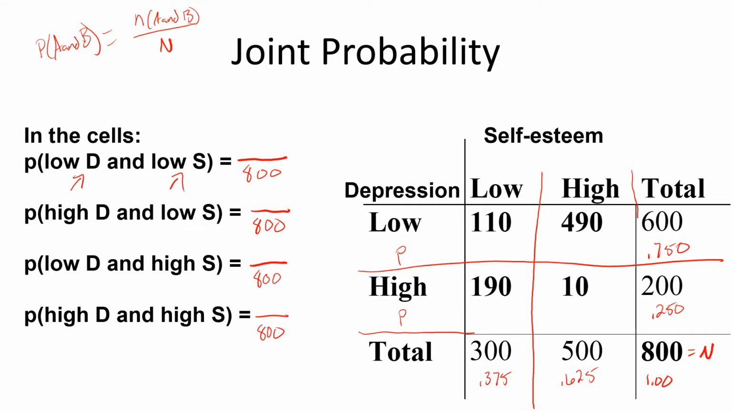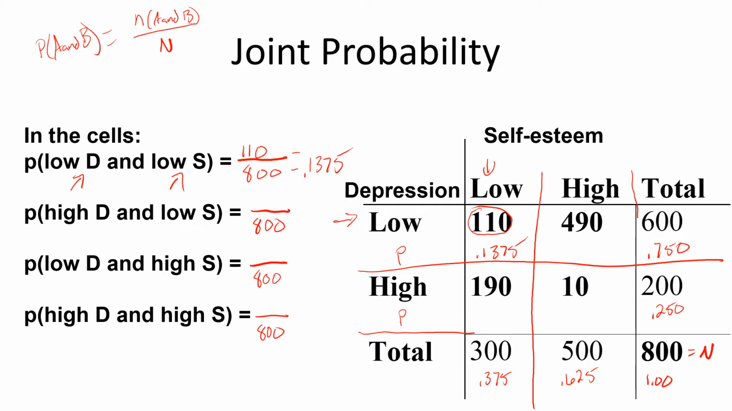So where's low depression? It's there. Where's low self-esteem? It's there. So what do we get for a number there? I hope looking at it, you have decided that we are going to use 110, because 110 is the number of low self-esteem and low depression. So we plug that in, and we get, what is that, 0.1375, I think? So we get 0.1375. And we put that in here, 0.1375.